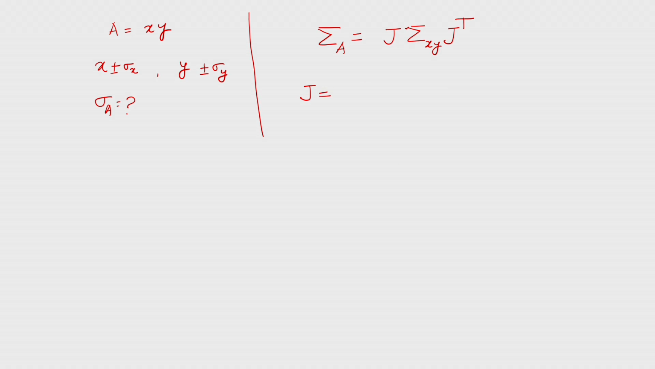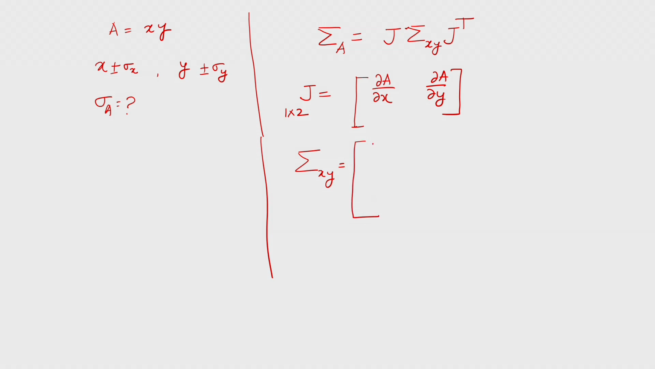The J is the Jacobian matrix, which is calculated like this. So it is basically a 1 by 2 matrix. Okay, what about the sigma xy? It is the covariance variance matrix of variables x and y. So it is variance of x, variance of y, and covariance of xy, covariance of xy here. These two elements are the same, and these other two elements are the variance of y and the variance of x.